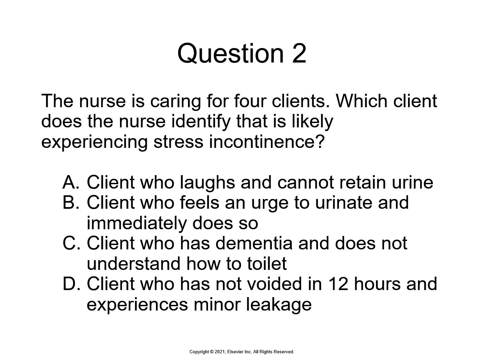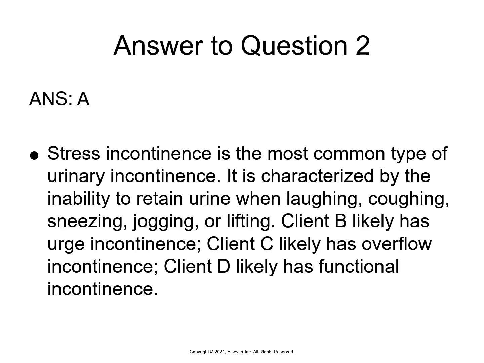What causes a person to pee when they have stress? When you are doing something and you can't retain your urine. It's the client who laughs. You can't retain your urine because you're laughing, coughing, sneezing, jogging, or lifting something, and you just spurt. A little urine will come out.